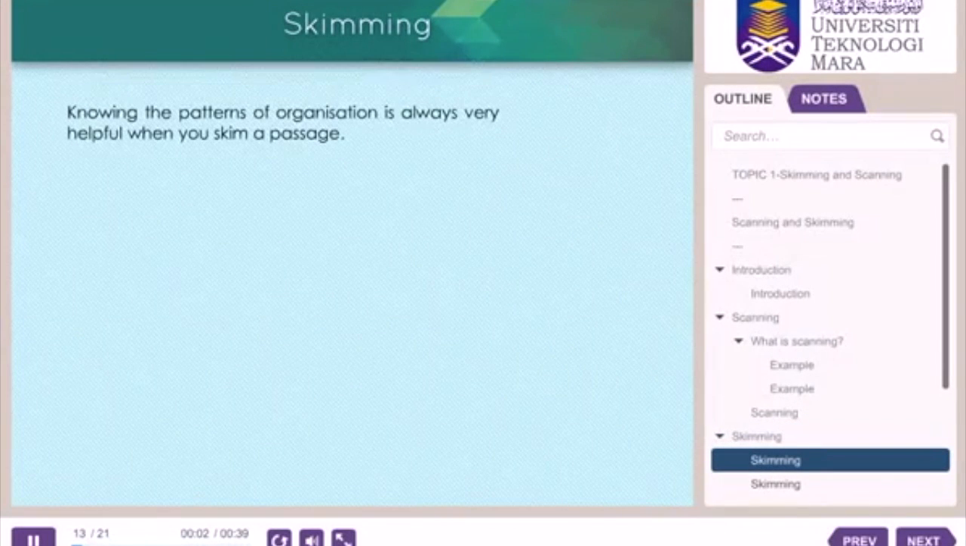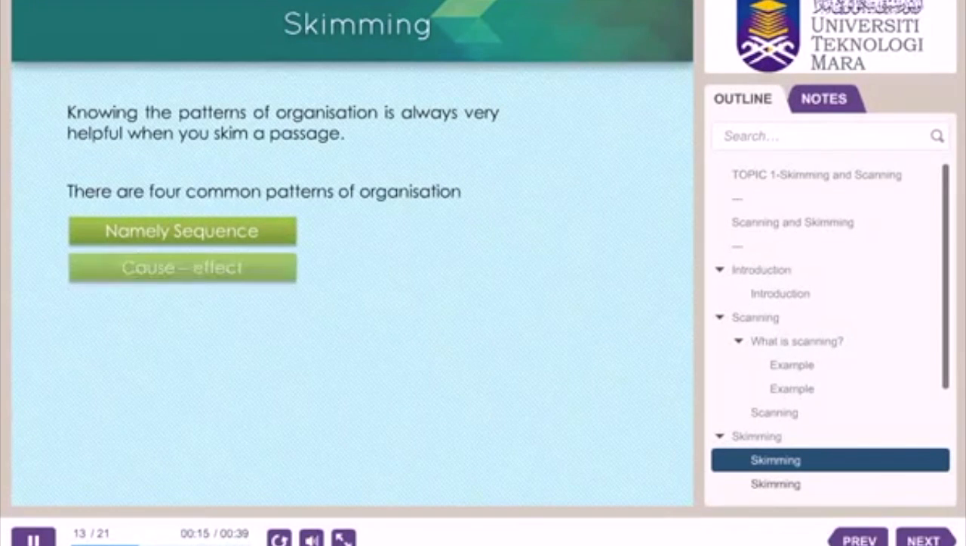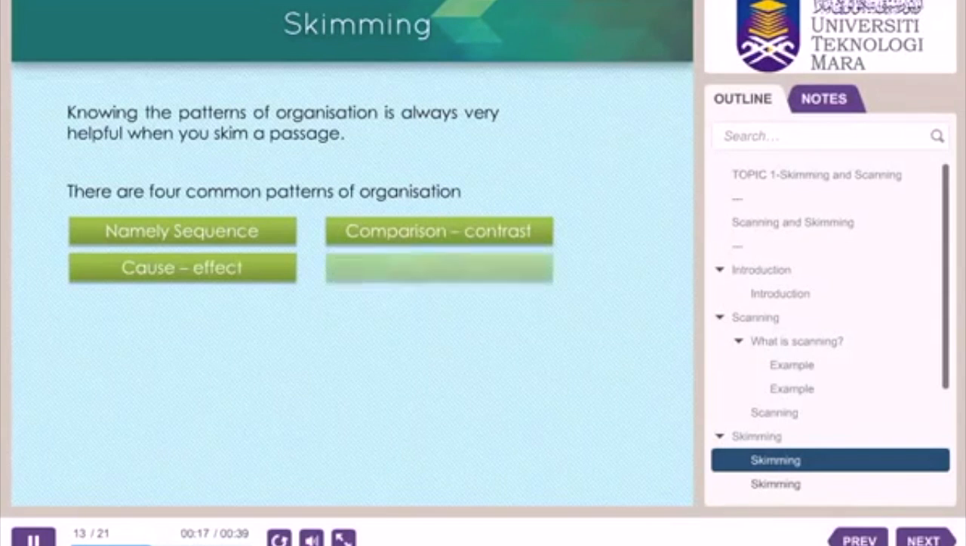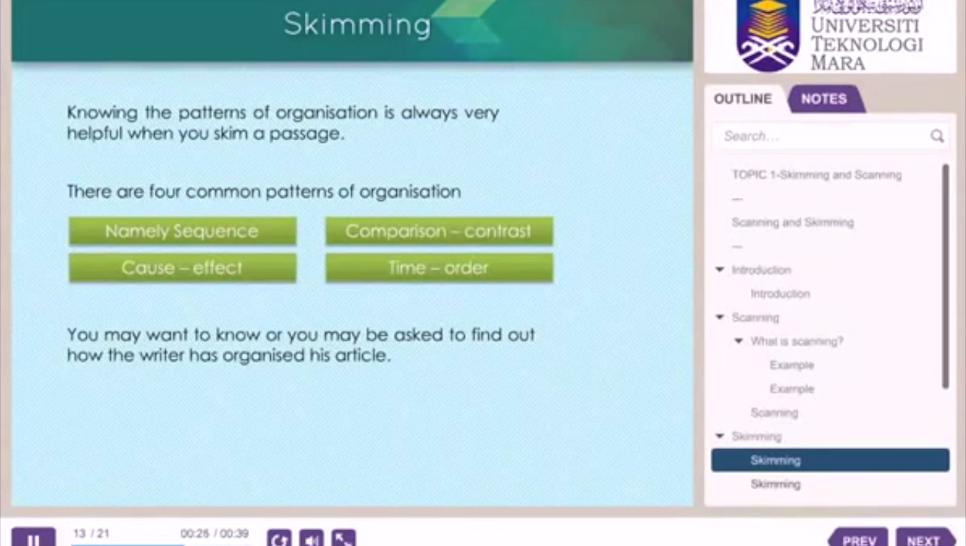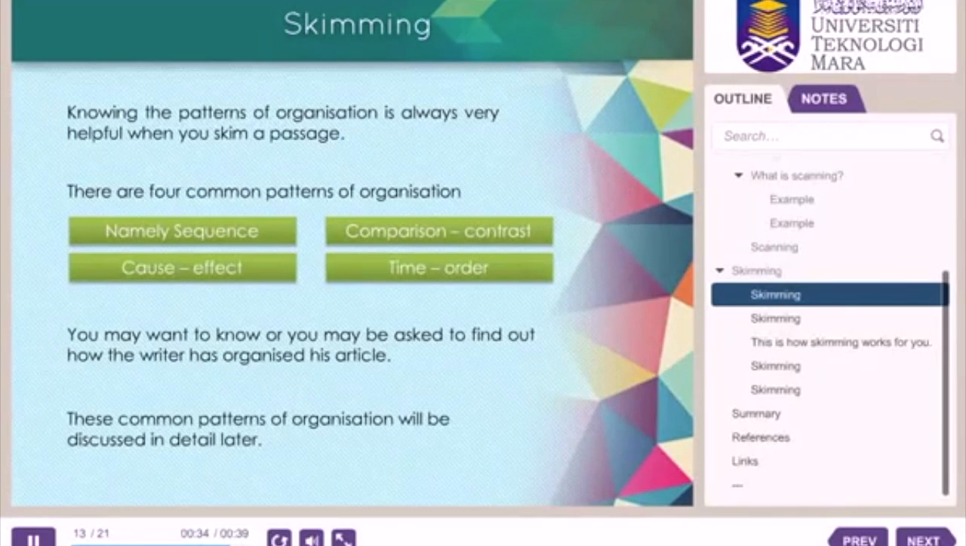Knowing the patterns of organization is always very helpful when you skim a passage. There are 4 common patterns of organization, namely sequence, cause and effect, comparison and contrast, and finally time order. You may want to know, or you may be asked to find out, how the writer has organized his article. These common patterns of organization will be discussed in detail in later topics.